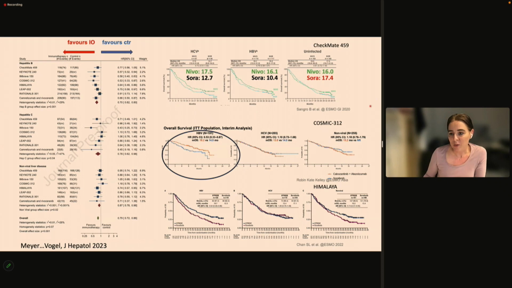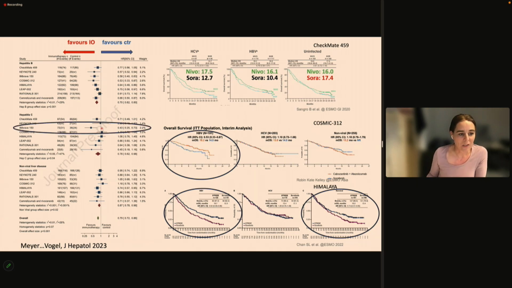Looking at other studies like COSMIC, which was a phase 3 immunotherapy plus a tyrosine kinase inhibitor, it appears that the HBV positive patients benefit. In HIMALAYA, which we've discussed extensively already, it appears that HBV and non-viral patients really have a benefit of the combination therapy. So can we conclude maybe from all of these trials, looking at this data, that it's actually the HCV patients that do not benefit?